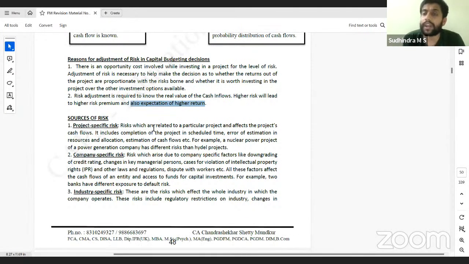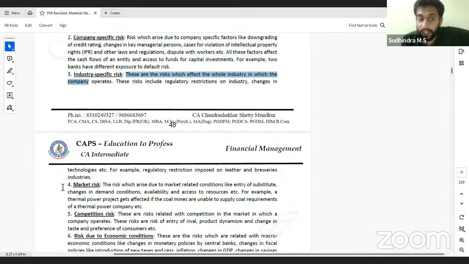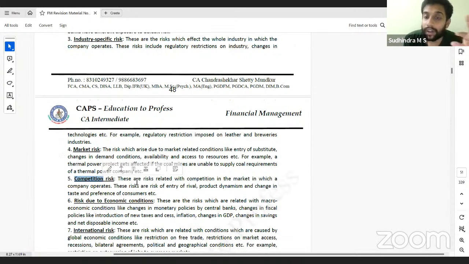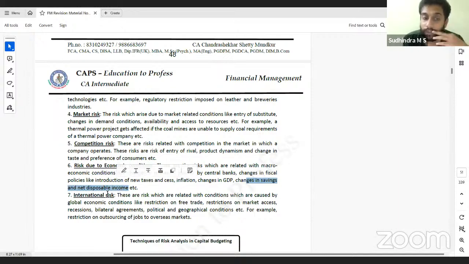What are the sources of risk? There are various sources. Project specific risk, company specific risk. Project specific means for that particular project; a nuclear power project of a power generation company has different risk than hydel projects. Company specific risk is for that company as a whole. Then industry specific risk is for that entire industry. Market risk for the whole market. Competition risk because of rivalry and competitors. Risk due to economic conditions: inflation, change in GDP, change in savings and net disposable income.